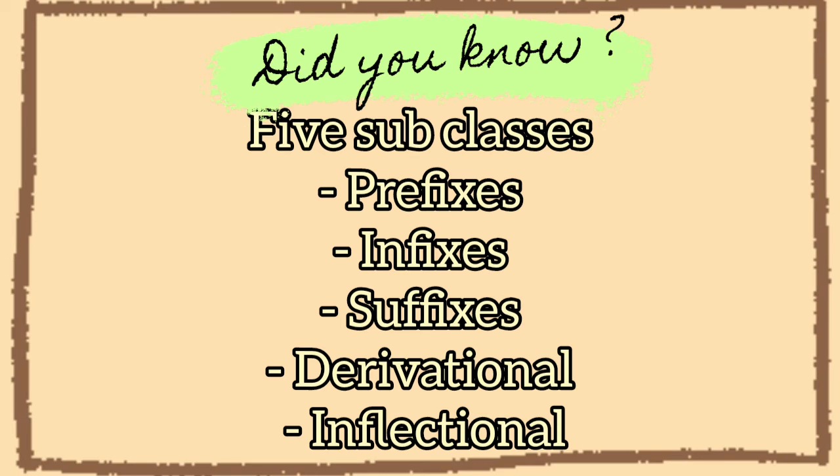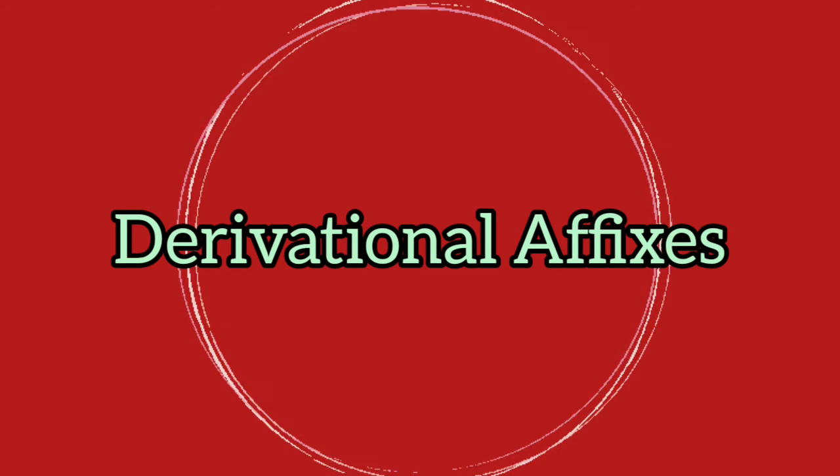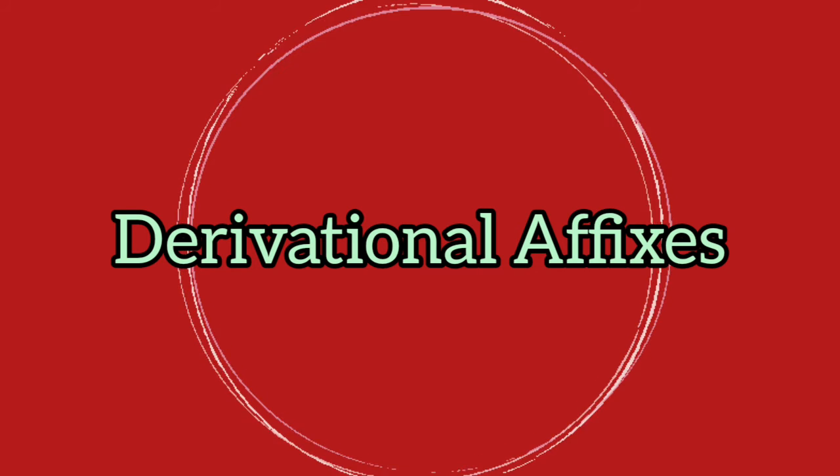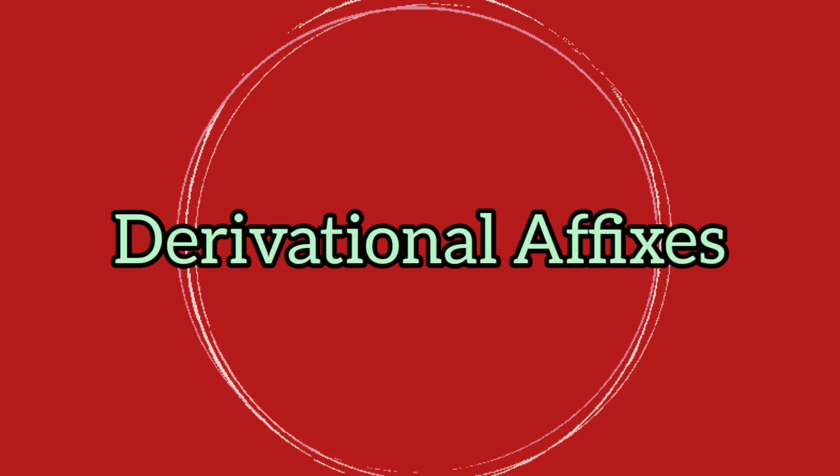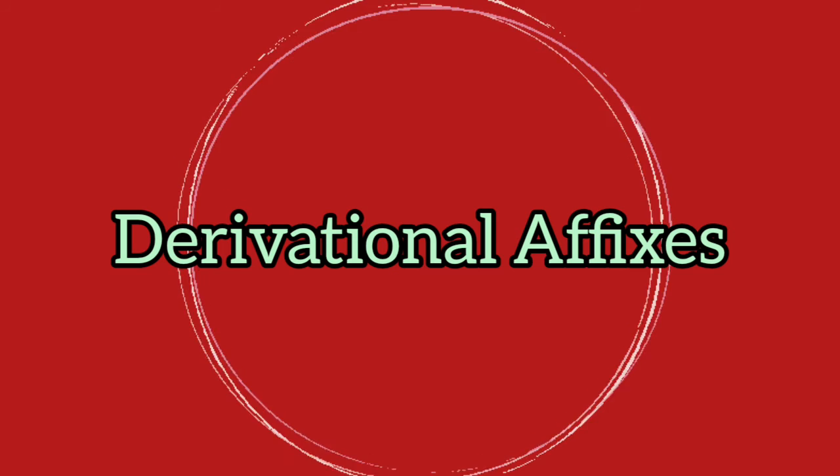Affixes can be categorized into 5 subclasses according to their position in the word and function in a phrase or sentence. There are prefixes, infixes, suffixes, derivational, and inflectional. Let's talk about derivational affixes. Derivational morphemes are used to make new words by changing their meaning or grammatical category.